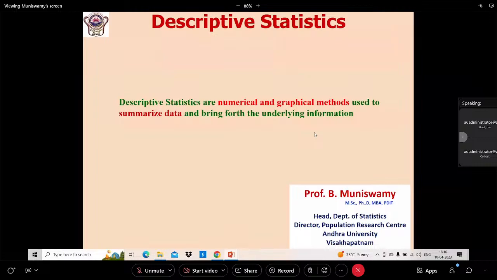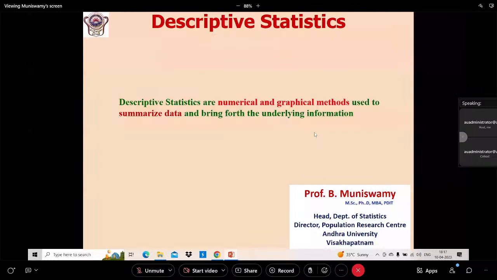So generally in the descriptive statistics, we are covering measure of central tendency, measure of dispersion, and measure of shapes. In the measure of central tendency, we are covering mean, median, mode, geometric mean, and harmonic mean. In the measure of dispersion, range, mean deviation, standard deviation, quartile deviation, percentiles. Right? So these we are covering. Measure of shapes, skewness and kurtosis.